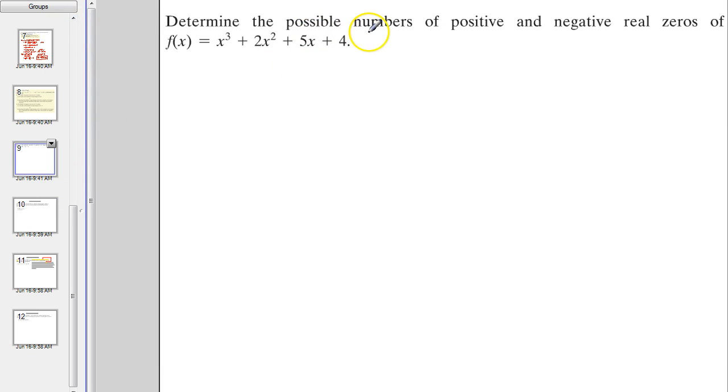Alright, so we're going to determine the number of positive and negative real zeros of this. So f of x has 0 sign changes. It's positive, positive, positive, positive. Because it's positive, the number of positive real zeros is the number of sign changes. There are no sign changes, so 0. Alright, and then we would subtract 2, but that takes us into the negative, so there's not going to be any positive real zeros.